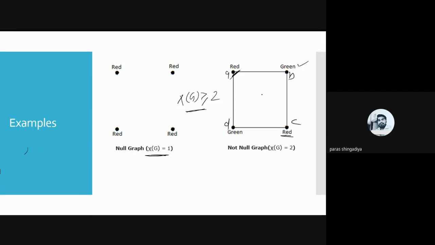And now use green color again to the place D. ठीक है, D को आप green color use कर सकते हो. क्यों? क्योंकि D और B के बीच में कोई relation नहीं. So what is the chromatic number for this graph? That is a 2. Okay.